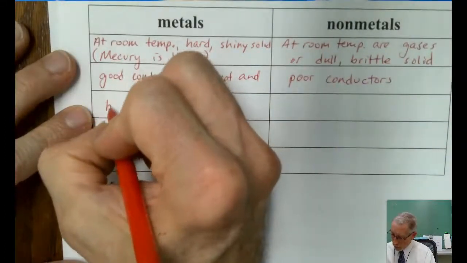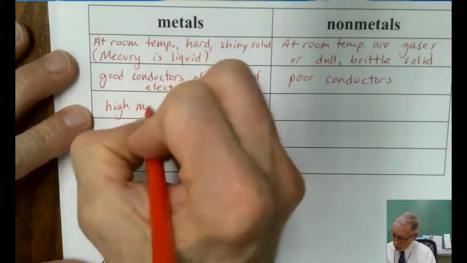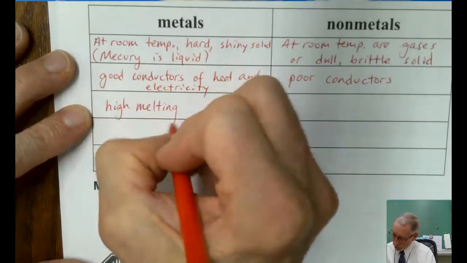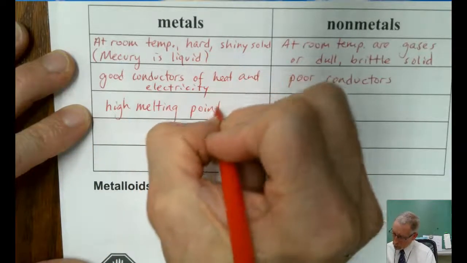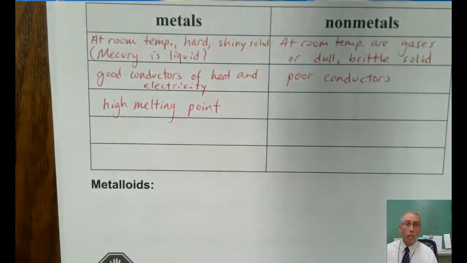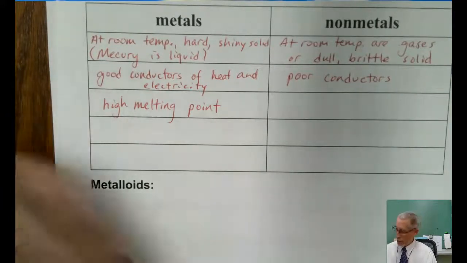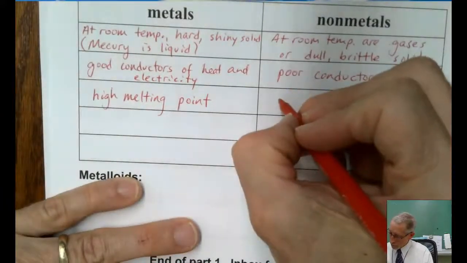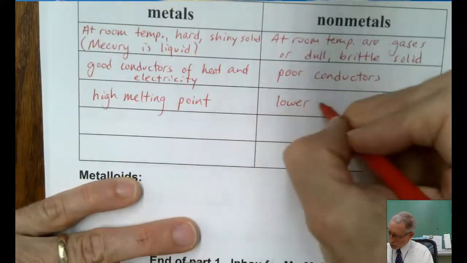Metals tend to have very high melting points. The temperature at which they'll melt, very high. It means you can get them really, really hot and they won't melt. That's good because your car engine gets really, really hot. You don't want it to melt. And these tend to have lower melting points.